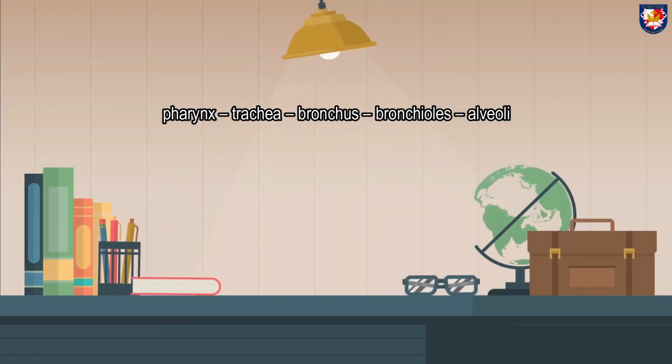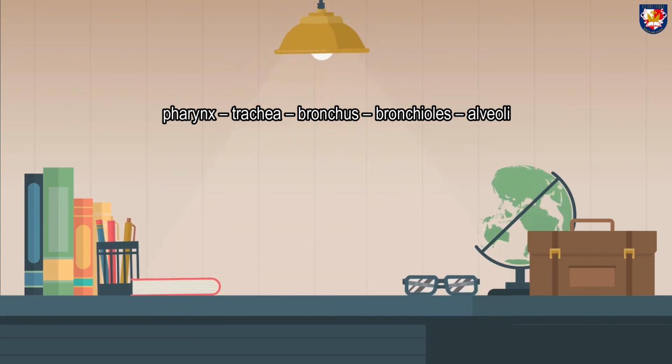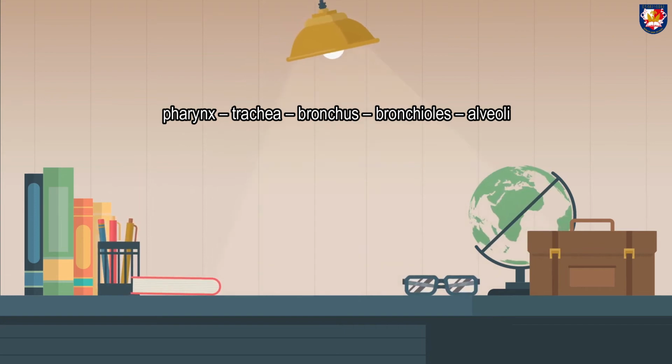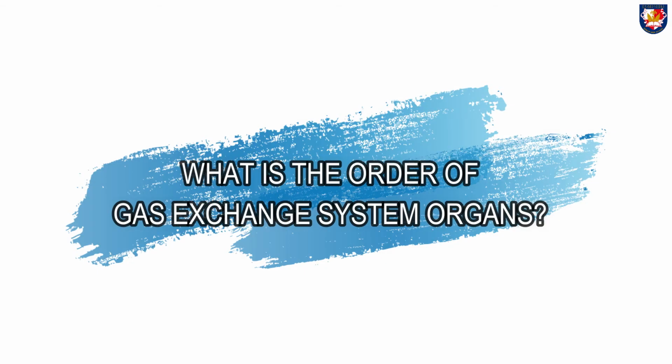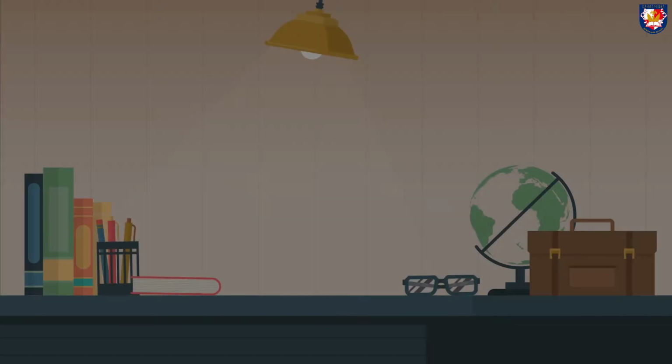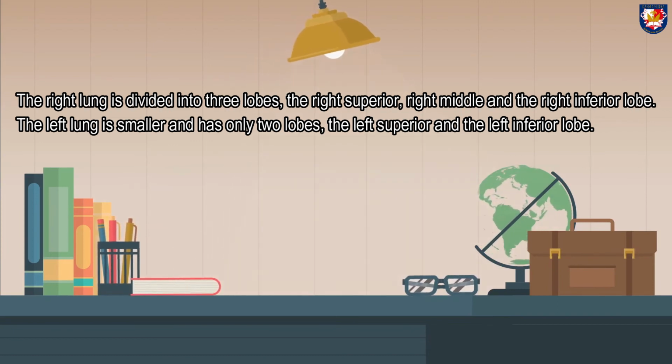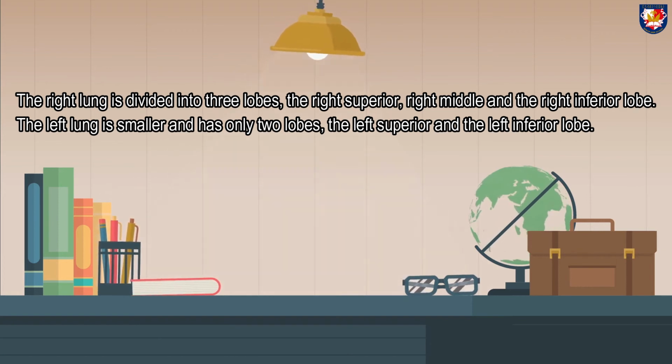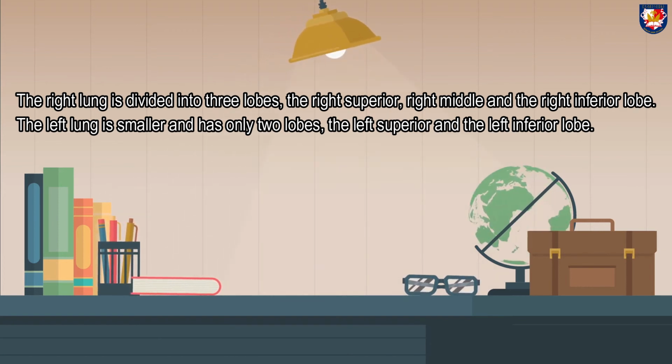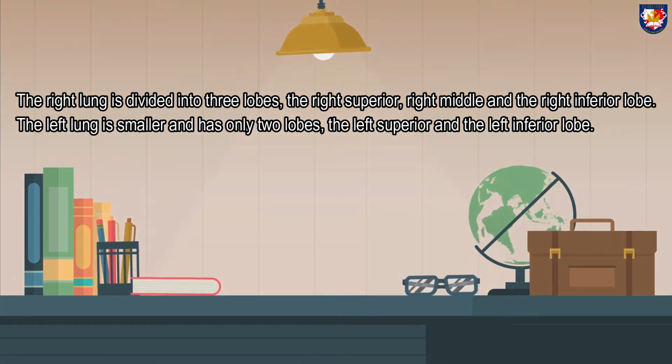What is the order of the gas exchange system's organs? Starting from the top to the bottom, there are the pharynx, trachea, bronchus, bronchioles, and alveoli. What is the structure of human lungs? The right lung is divided into three lobes: the right superior, right middle, and right inferior lobe. The left lung is smaller and has only two lobes: the left superior and left inferior lobe.